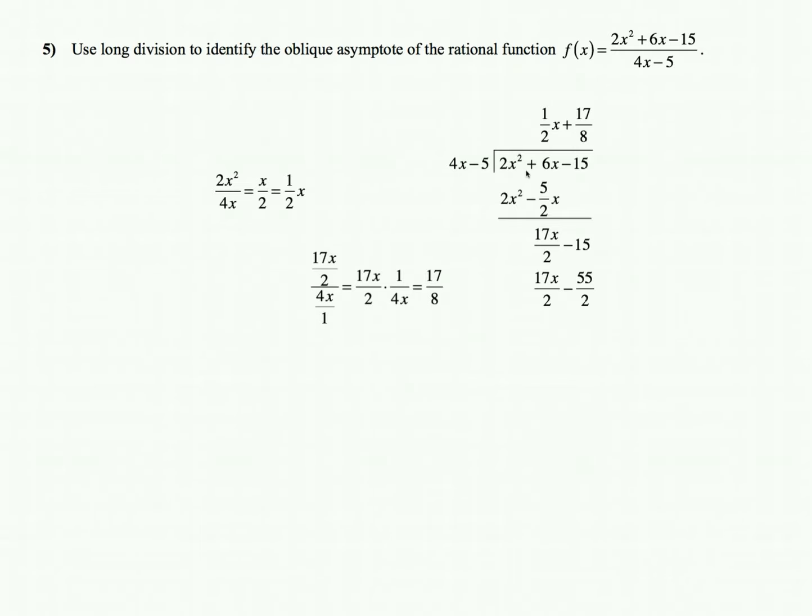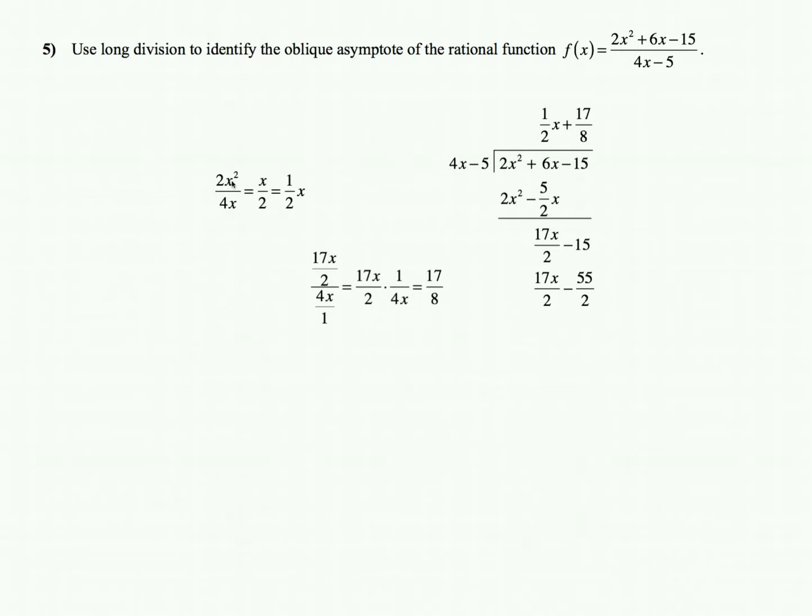And so inside this frame here, we put the dividend, which is the numerator, and outside right here to the left we put the divisor, which is the denominator of this rational function. And then our first step is to divide the leading term of the numerator, the leading term of the dividend, 2x squared, by 4x. So 2x squared divided by 4x reduces to x over 2, since 2 over 4 is the same thing as 1 over 2.